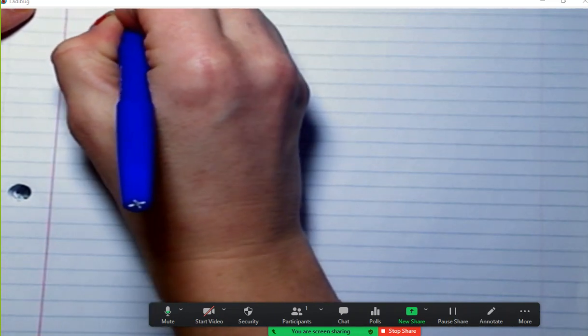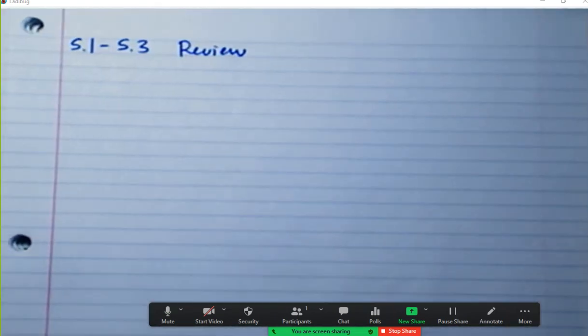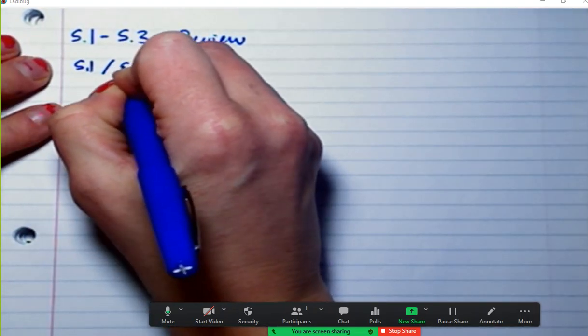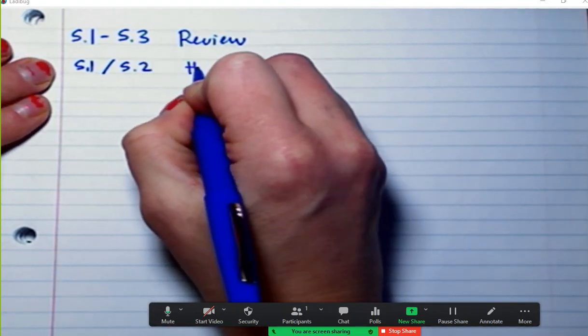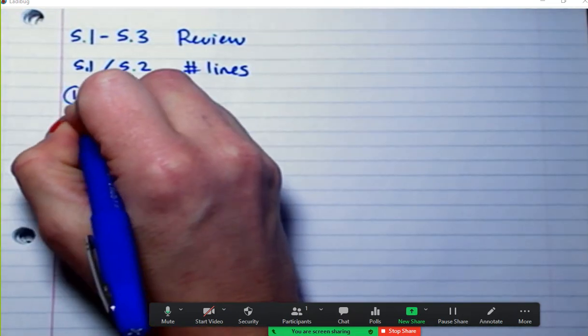So 5.1 to 5.3, review. Okay, now 5.1 and 5.2 were the number lines where we actually did the problems algebraically. Okay, 5.3 was when we started looking at the pictures. So we're going to start with the algebra example, and then we're going to go back and do a final review with the pictures.